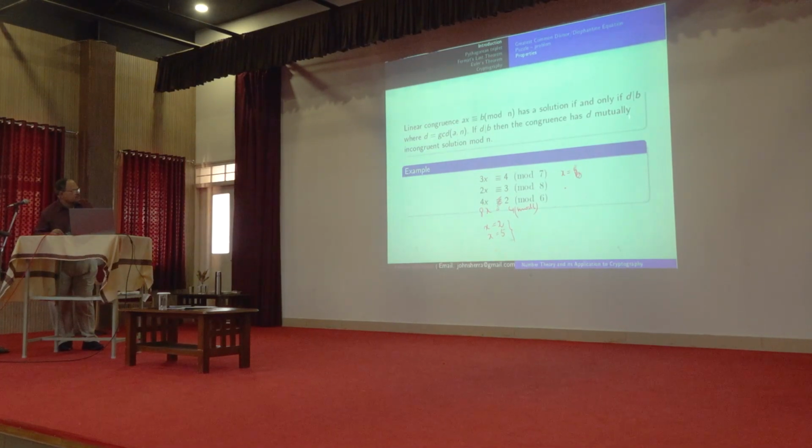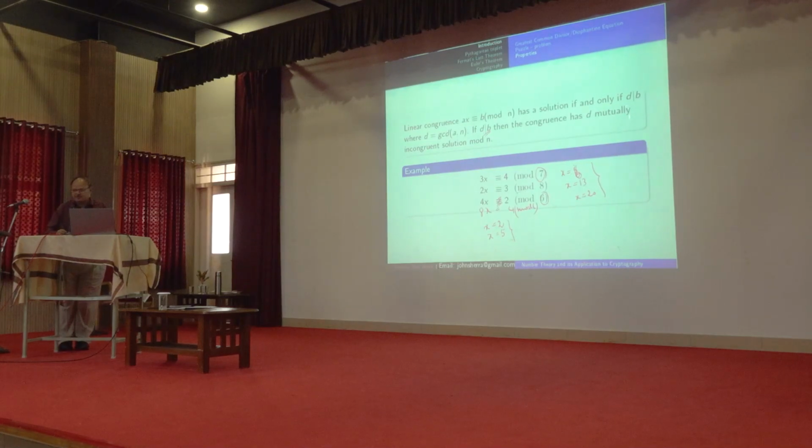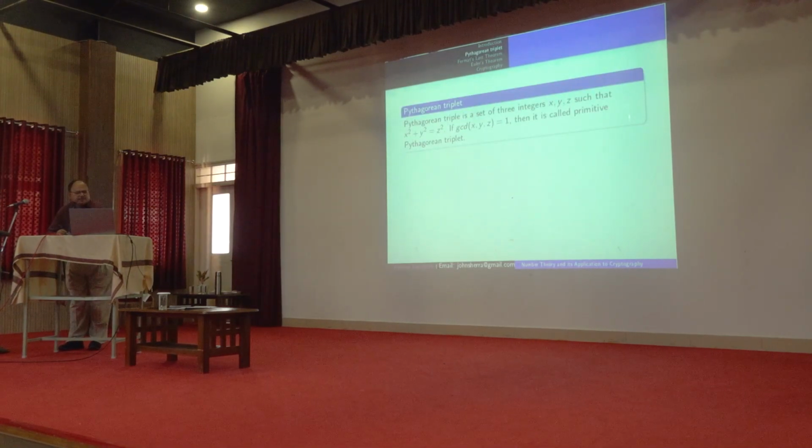x equal to 6 is a solution. Therefore, x equal to 13 is also a solution, x equal to 20 is also a solution. But all of them are congruent mod 7 to each other. Whereas here, we have got two solutions that are not congruent mod 6. So that's what the theorem said, that if D divides B, then it has D mutually incongruent solutions.